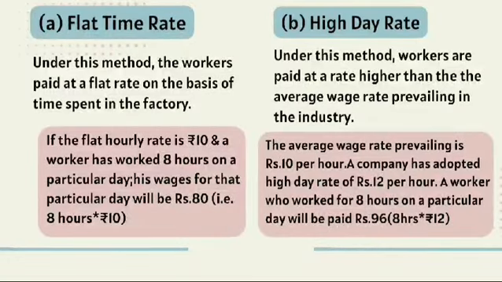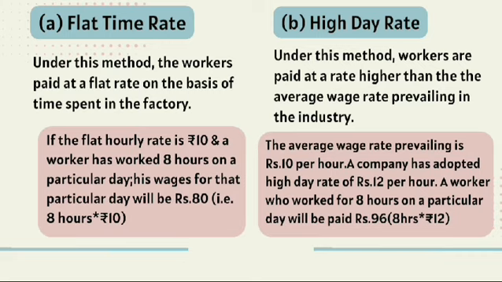First one is flat time rate. Under this method, the workers are paid at a flat rate on the basis of time spent in the factory. Usually, the flat rate is fixed by the management. For example, if the flat hourly rate is rupees 10 and the worker has worked for 8 hours, the wage should be rupees 80, that is 8 hours into rupees 10.